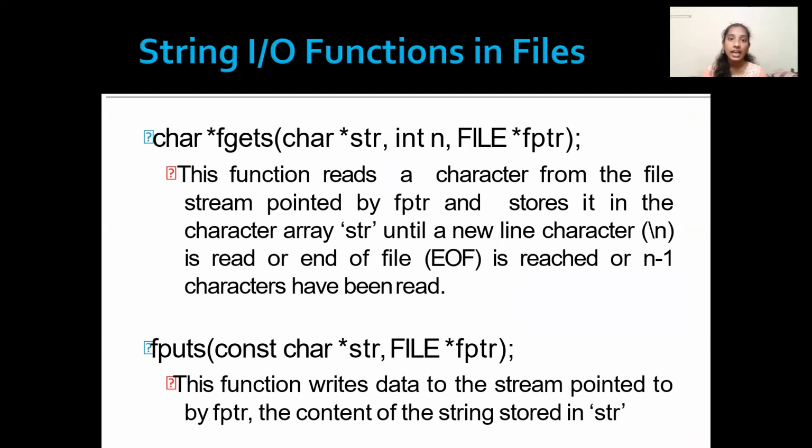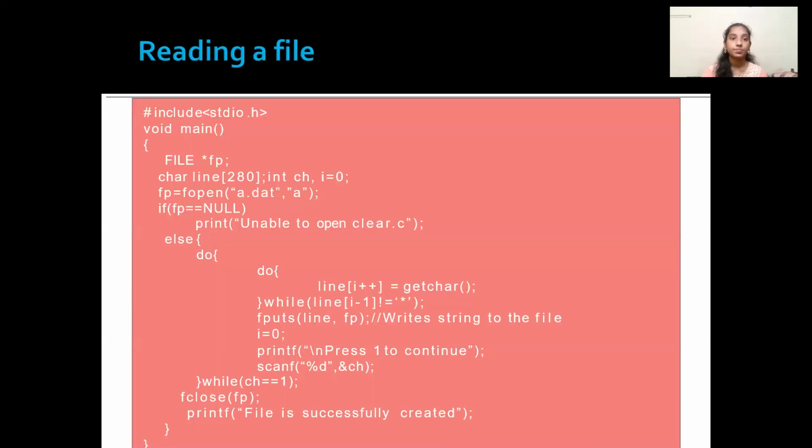Now let's see the string I/O functions in files. So here we have fgets. This function reads characters from the file stream pointed to by fptr and stores them in the character array str until a new line is read, or end of file is reached, or n-1 characters have been read. Now let's see another function, that is fputs. This function writes data to the file pointed to by fptr. The content of the string is stored in str.